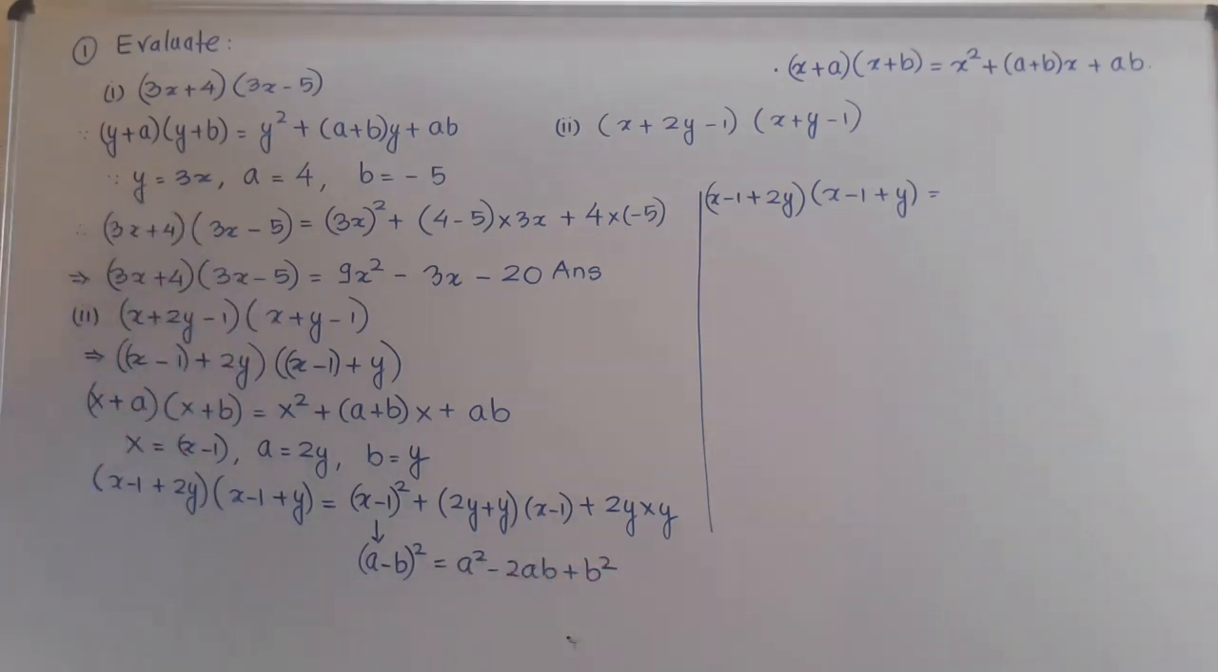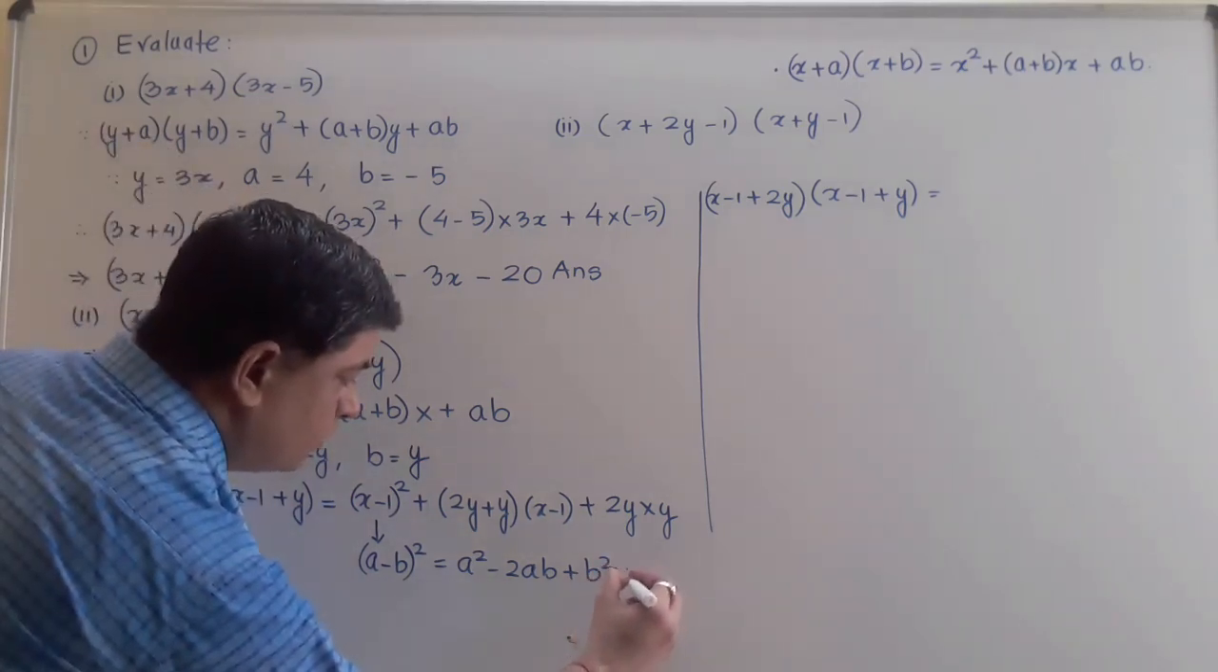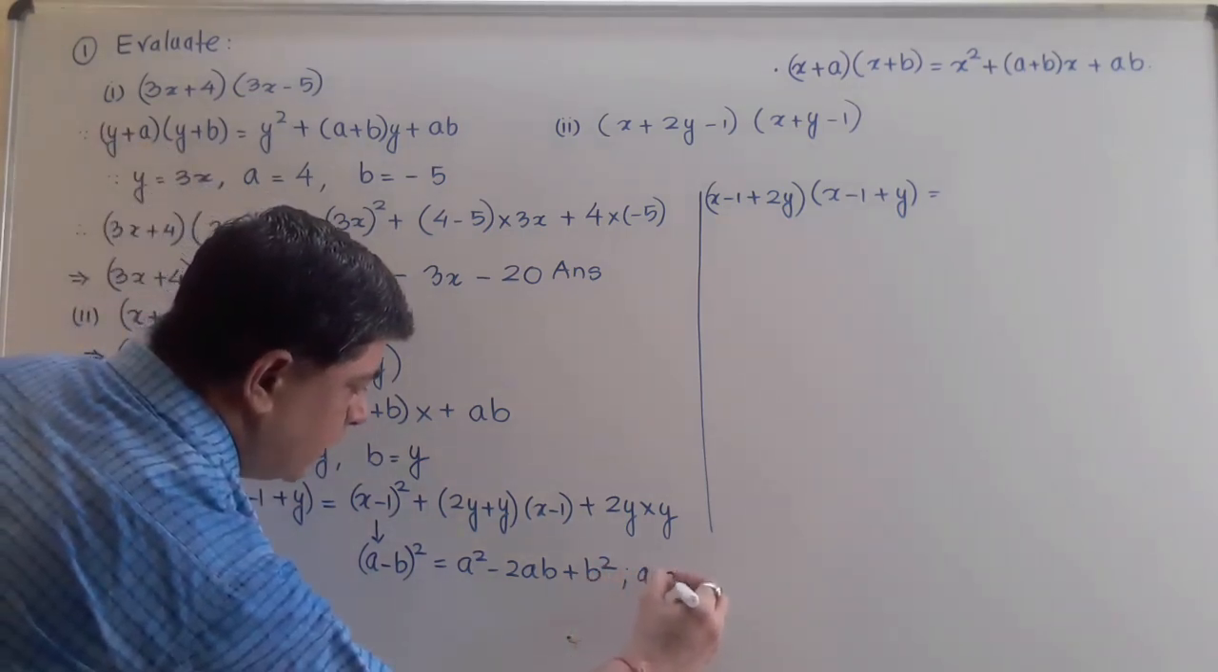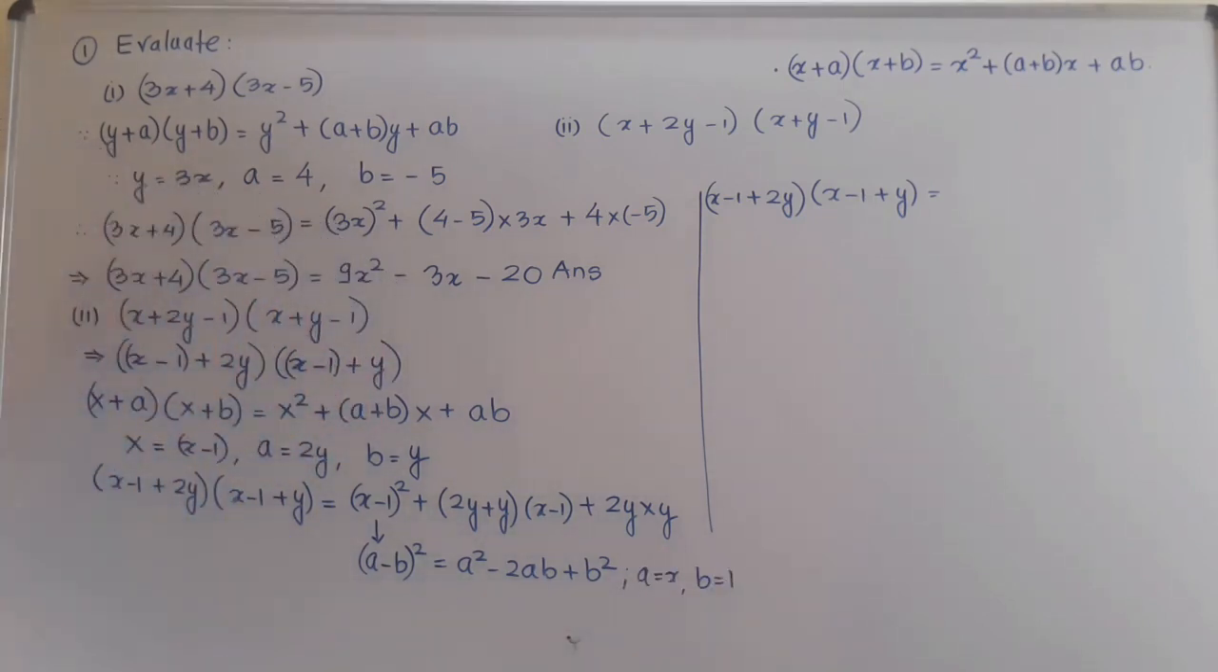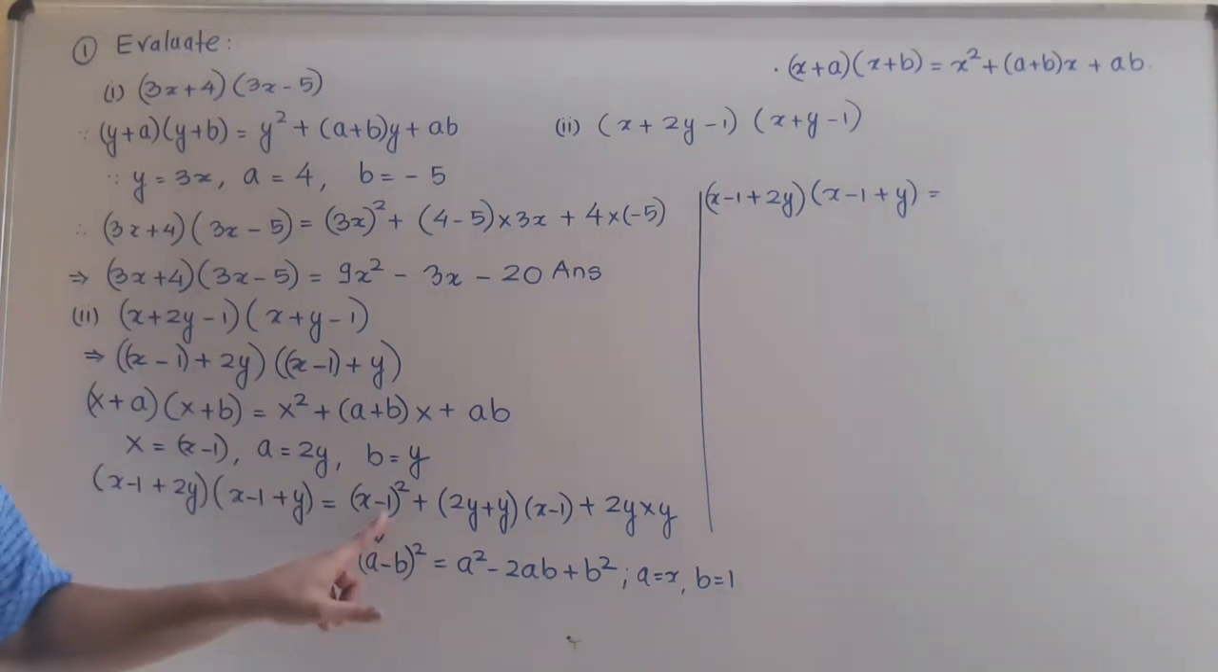Okay, this formula I am going to apply. Compare: what is the value of a here? The value of a will be equal to x, and the value of b will be equal to 1. Okay, don't be confused. The value of b I am going to put as minus 1, because here also a minus sign is there and here also a minus sign is given. So minus minus will be cancelled. Okay, so b will be equal to 1.